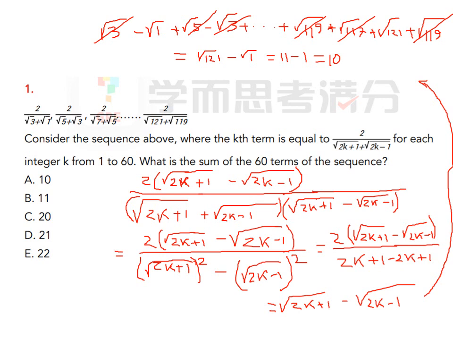So root 3 minus root 1 plus root 5 minus root 3. In this way, the 59th term will be root over 119 minus root over 117. And the 60th term will be root over 121 minus root over 119. And then after calculation, we get the answer will be 10.